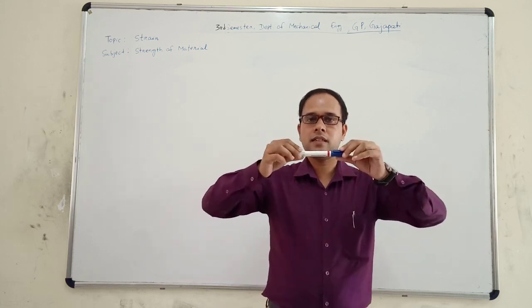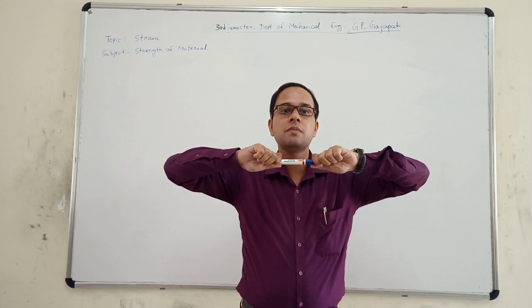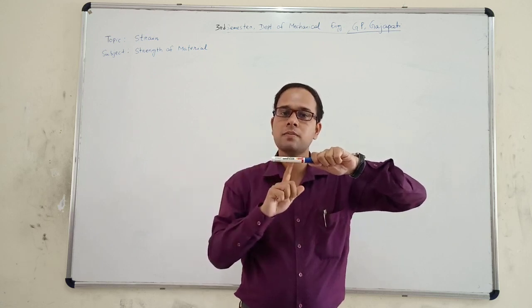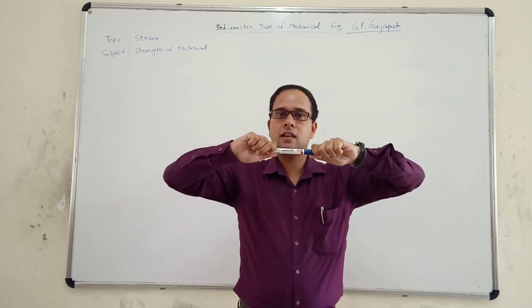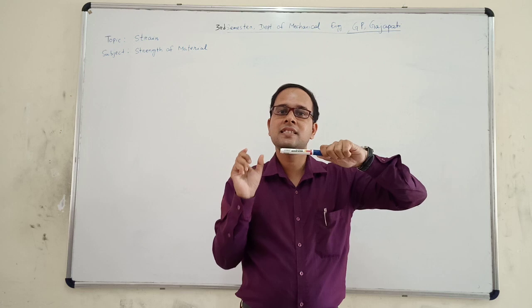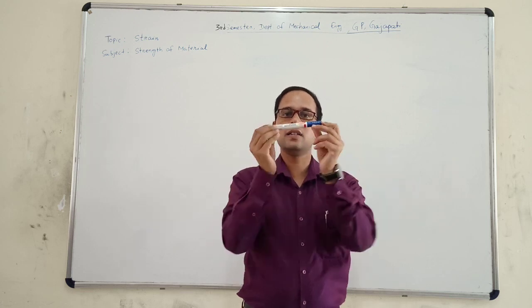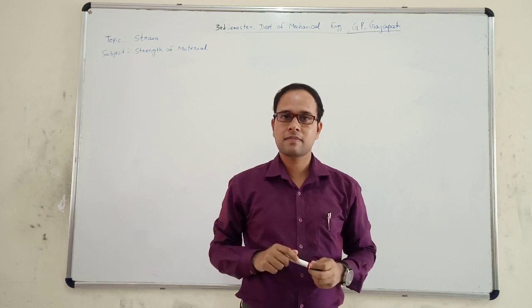Suppose this is a body, and I am applying a tensile force. Due to this tensile force, a tensile stress will develop, and due to this tensile stress, the length of the body will elongate. There will be a change in length. That change in length divided by the original length of the body is known as tensile strain.